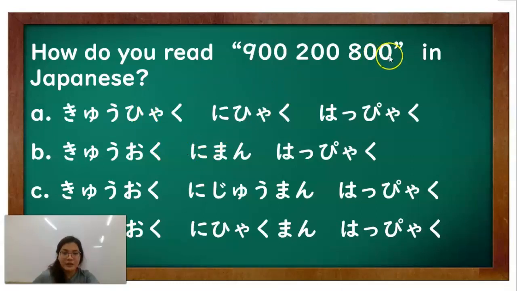Okay, so now let's review how to count it. 1, 2, 3, 4. This is man. So nijuuman. And then 1, 2, 3, 4. This is oku. So kyuuoku, nijuuman, happyaku. So the correct answer is letter C. Okay, so I hope you got it right.